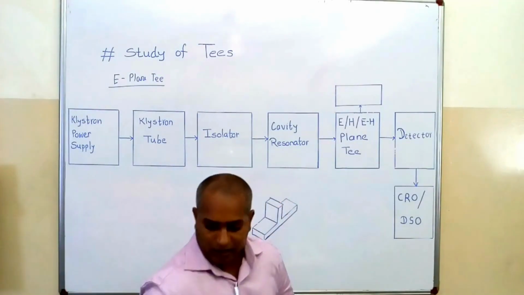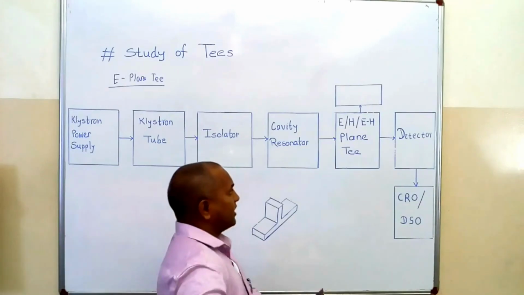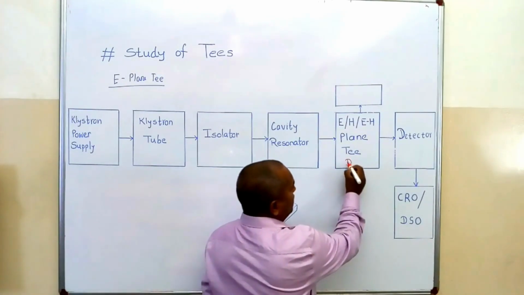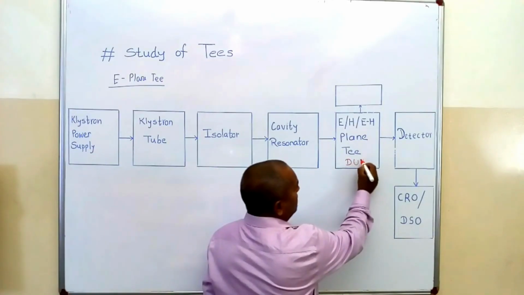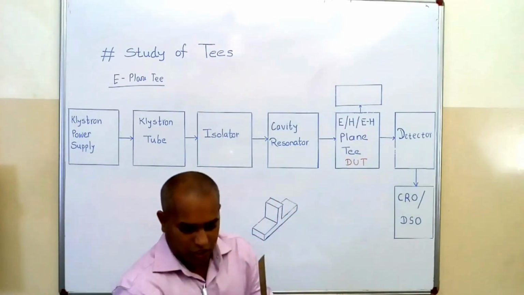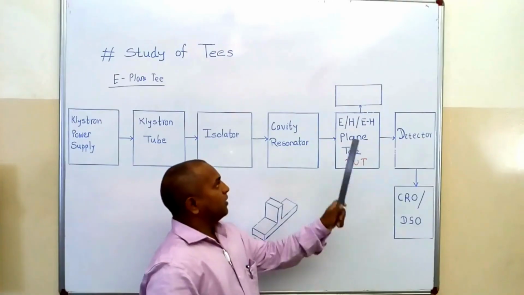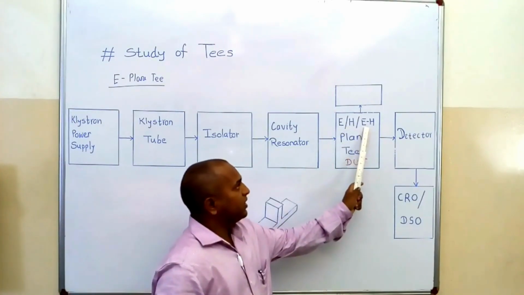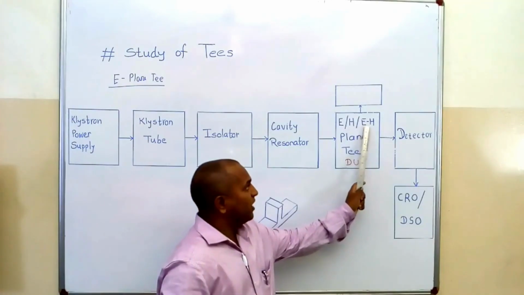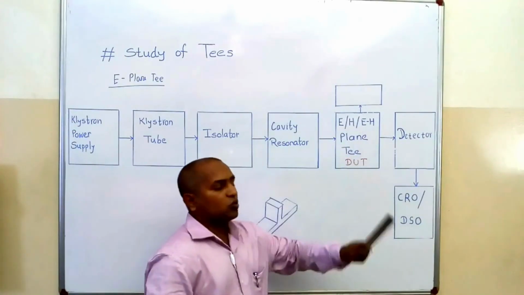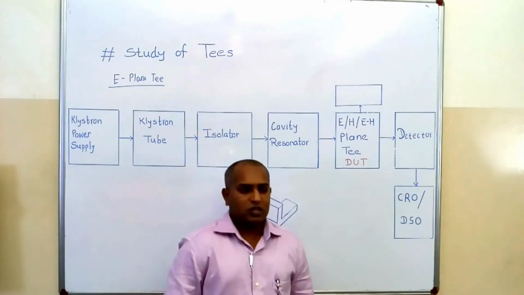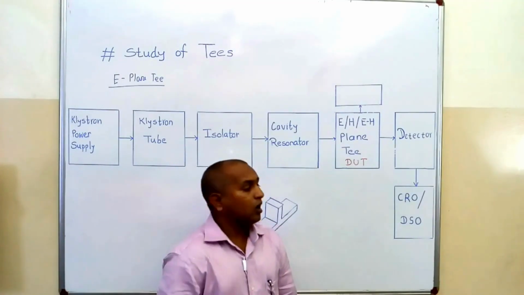Our main component in today's experiment is the DUT, device under test, and those DUTs are the E-plane tee, H-plane tee and EH-plane tee. This EH-plane tee is also known as a magic tee. Why it is known as a magic tee, we will see later.